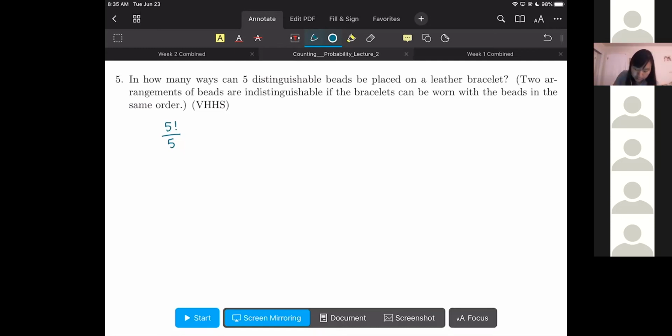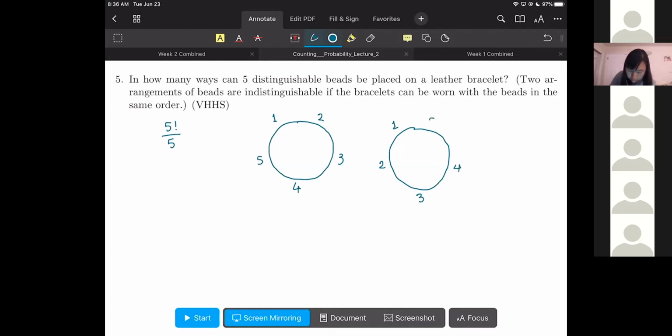Yeah, so that's right. That takes into account rotation, but let me just show one more thing that happens in this case that doesn't happen in the previous case. So let's look at the arrangement 1, 2, 3, 4, 5. And say we'll just number the beads. Then let's look at the arrangement 1, 2, 3, 4, 5.